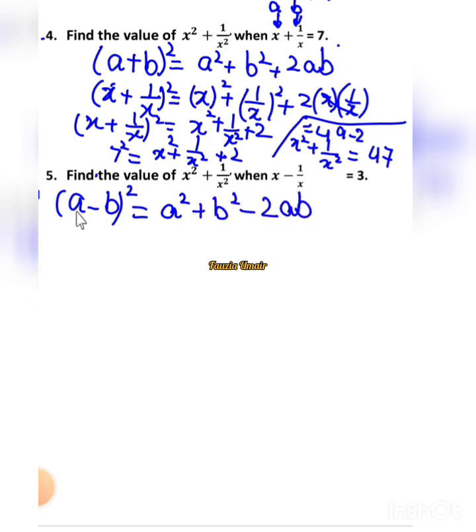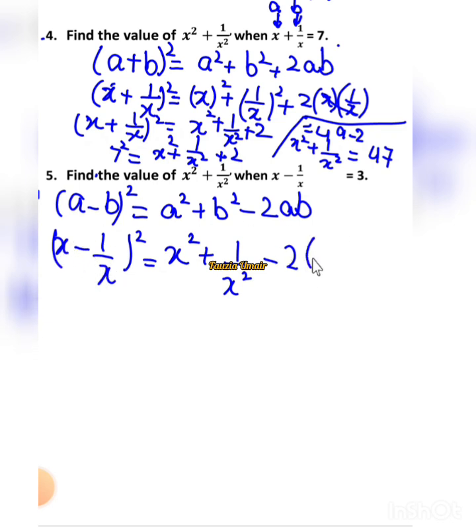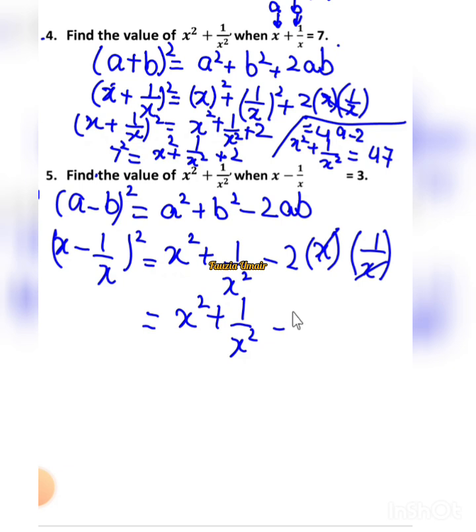Now you can replace a with x and b with 1 by x. So the formula will become (x − 1/x) whole square is equal to x² + 1/x² minus 2. Because a and b are inverse of each other, they will cancel each other, and the 1 is the thing which is left. So the formula is x² + 1/x² minus 2.